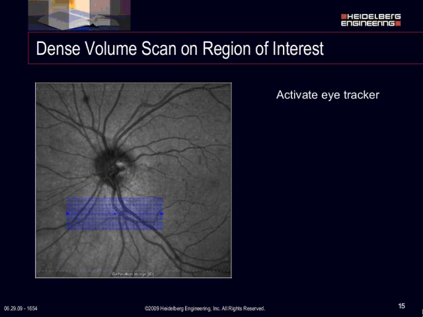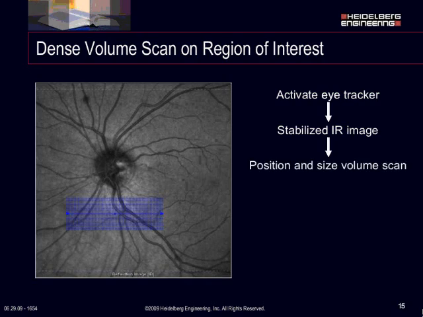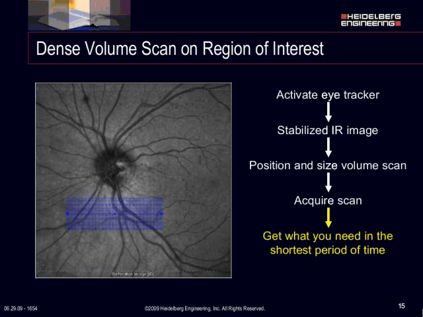What we like to do is to get that fundus image looking really nice and clean, and then activate the eye tracker. Once you activate the eye tracker, that's going to stabilize that infrared image. Once that image is stabilized, then go ahead and position the volume scan where you want it. Once that image is stabilized, nothing's going to move. You can be assured of the exact positioning and location of where that volume scan is, and that you're going to scan the correct spot. Once you have it positioned, you click Acquire, and you get the data that you need in the shortest period of time.